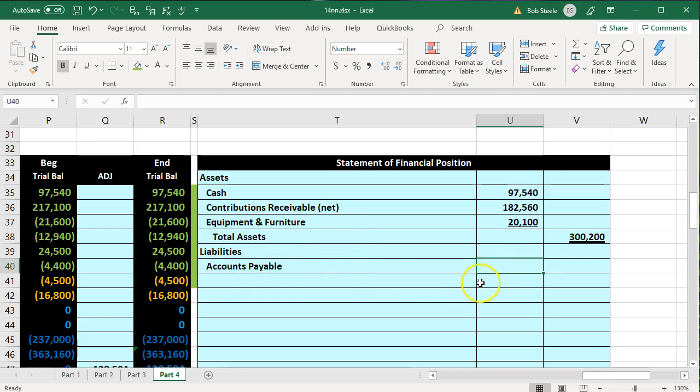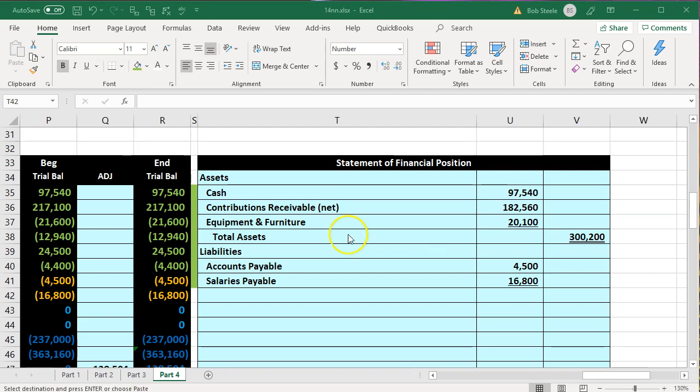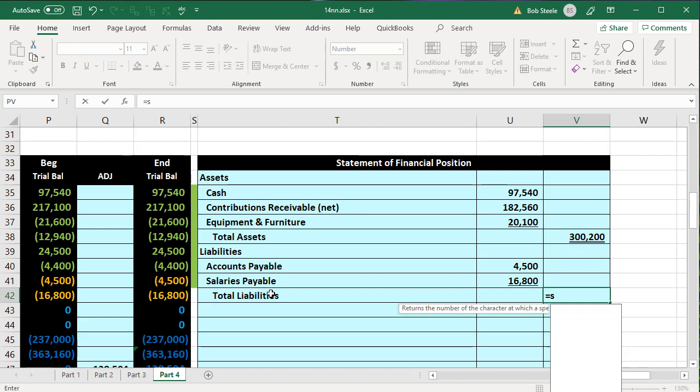We don't want debits and credits on this side. I'm going to flip the sign, therefore, in U40 by saying negative of that number. And then, of course, we'll pick up the next one, which is going to be the salaries payable. And I'm going to say negative of the 16,800. And that'll give us our total liabilities. So the total liabilities, therefore, is going to be equal to the sum of those two numbers.